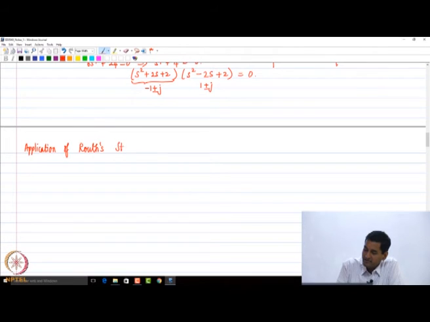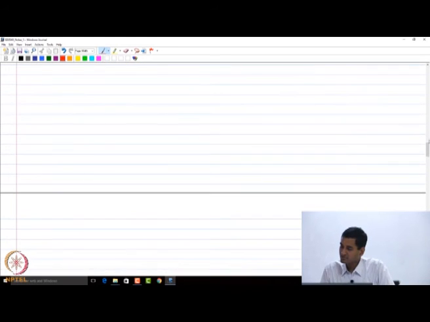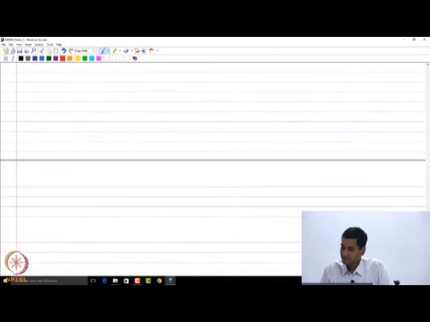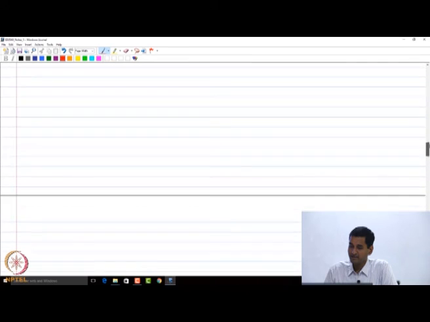We already did one example yesterday, wherein we looked at how to get the feasible region of the controller parameters to give us closed loop stability. That's something we did yesterday. If I go down, this is the example which we did. We essentially used the routes criteria to figure this out. So today let's do a few more examples.